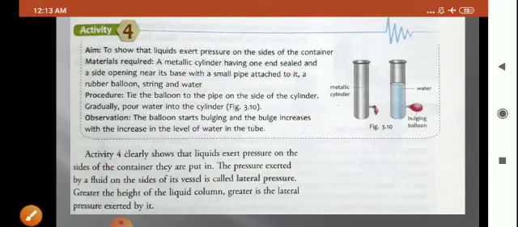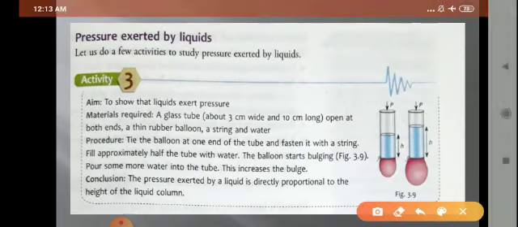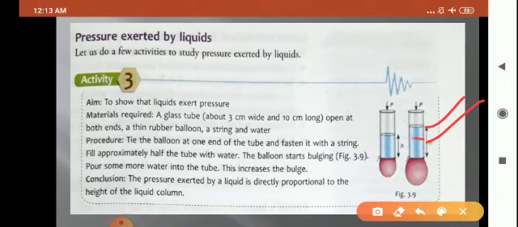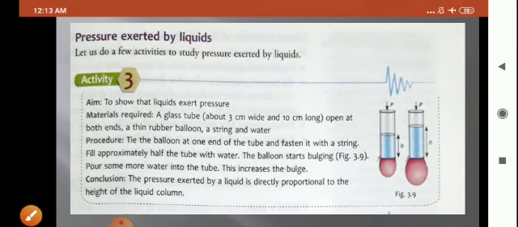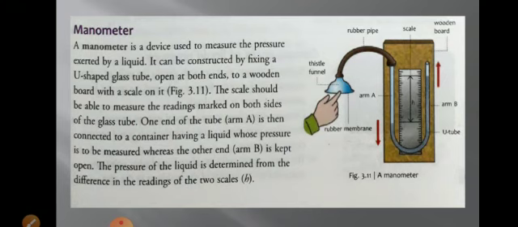Okay, so greater is the height of the liquid column, as you can see here. So it means greater is the lateral pressure exerted by it. Greater is the lateral pressure exerted by it means it is exerting more pressure. If the height of the liquid column is more, it means it is exerting more pressure at the sides of the vessel, and that pressure is known as lateral pressure. Okay children? Now coming to the next topic, that is your manometer.